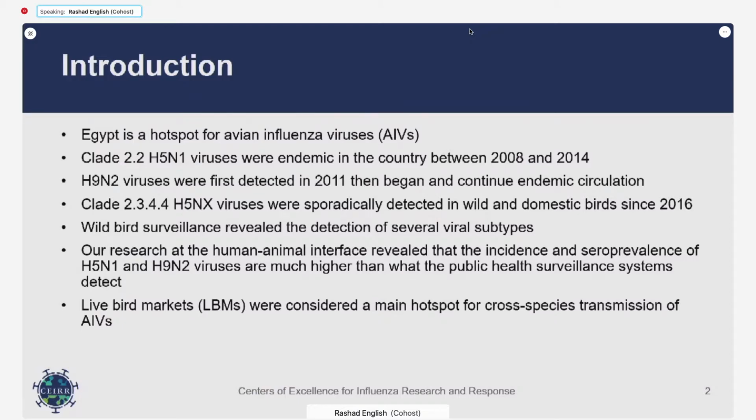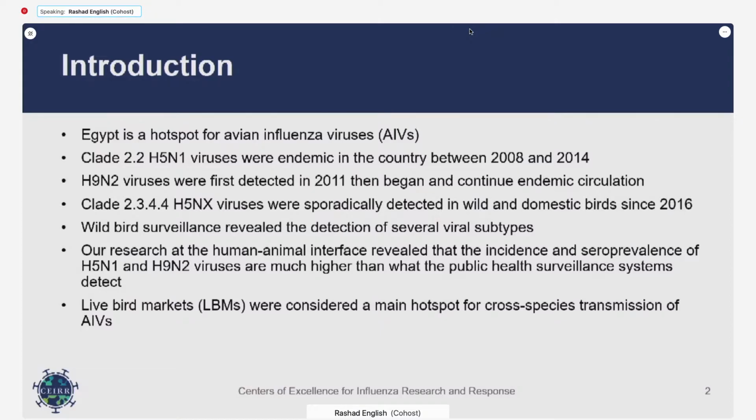In 2011, H9N2 arrived in the country. We started picking that up, and again, it started causing some outbreaks, but eventually, just like the H5N1 clade 2.2 viruses, it got hold within the poultry population and also became endemic.